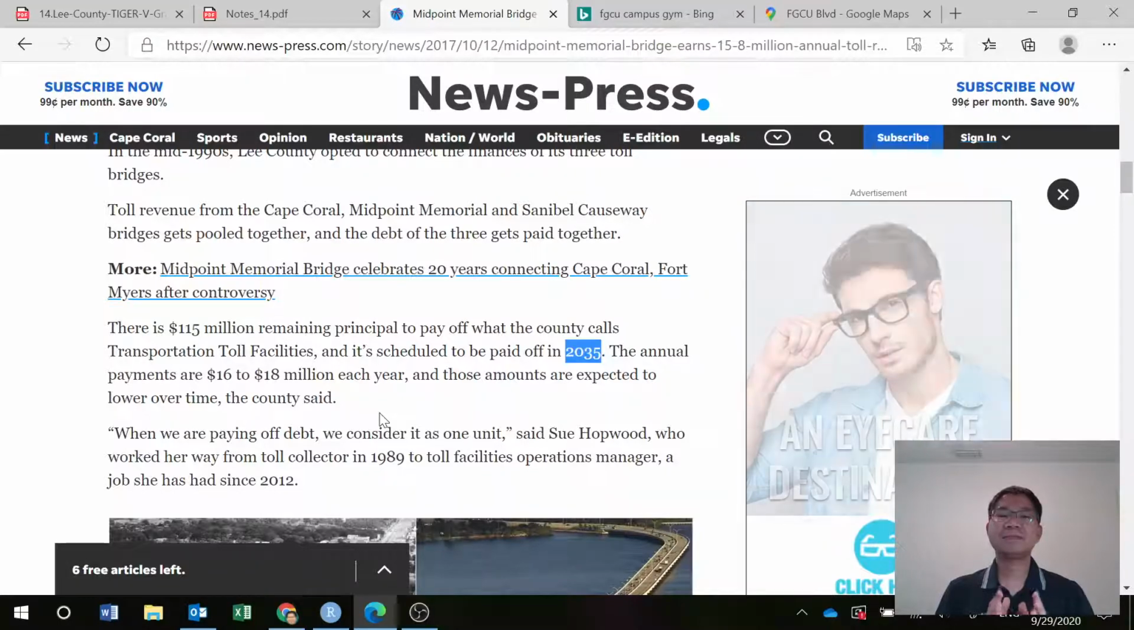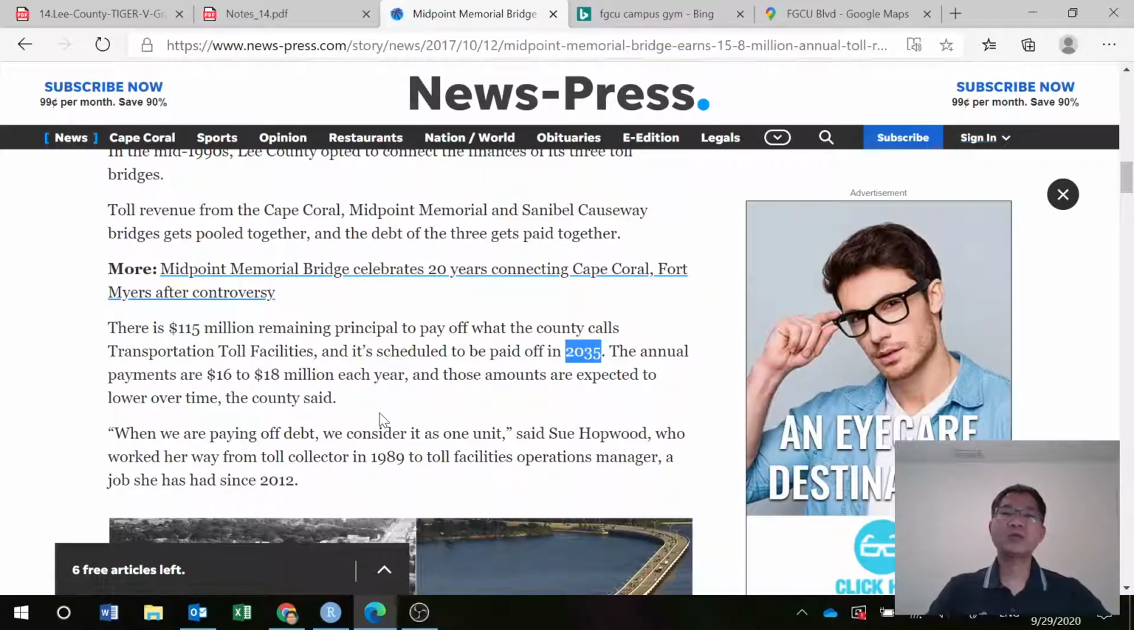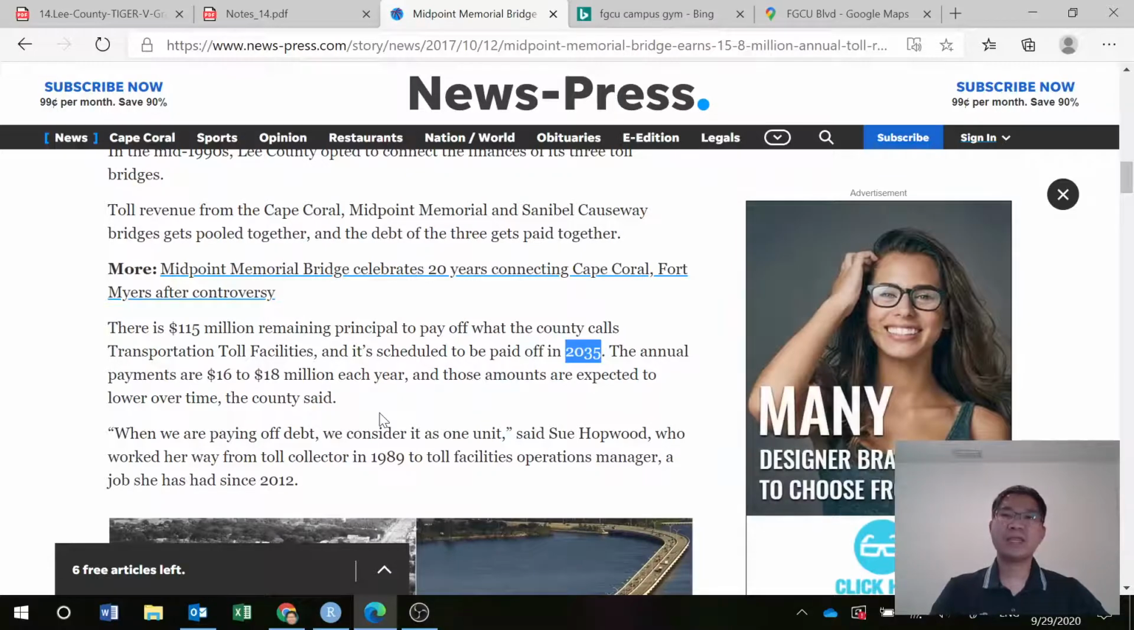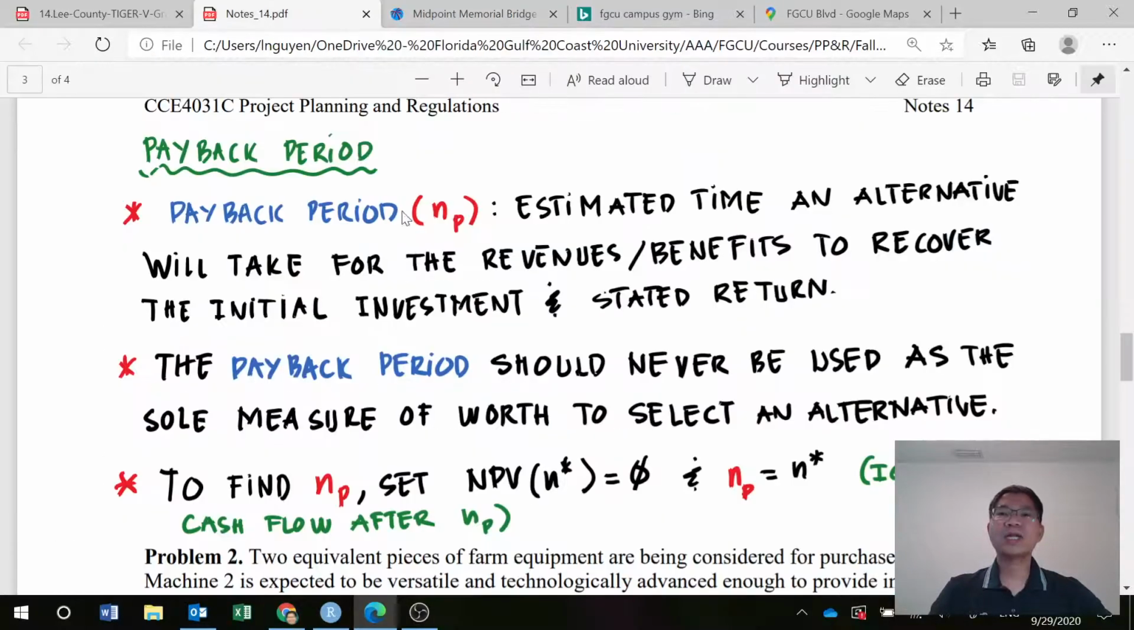So we want to know when I'm going to pay off the money. That is required to understand the payback period. And in the next video, you will see problem 2, how to determine how long it will take for me to return the money on the initial costs and stated return that I want. And that is the payback period. In that lesson, video 4, problem 2, I will also explain why the payback period should never be used as the sole measure of growth to select an alternative.